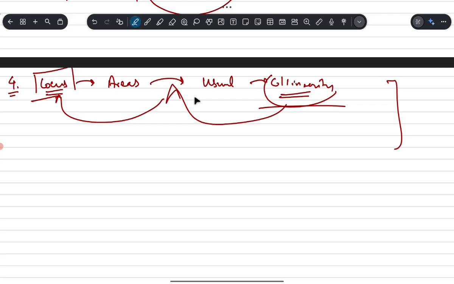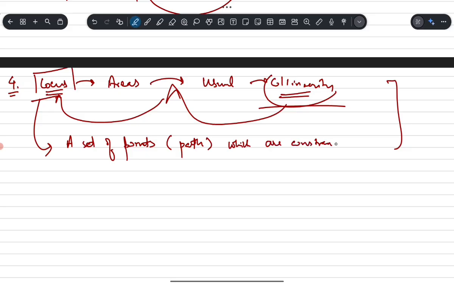All right. So locus we're doing. Formally, if I talk about locus, it's basically a set of points, and a set of points would make what? A path, right? A set of points which are constrained. Each of these points is constrained by a fixed geometrical condition. What does this mean?